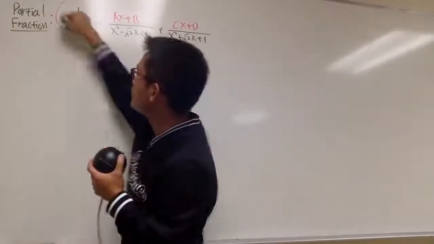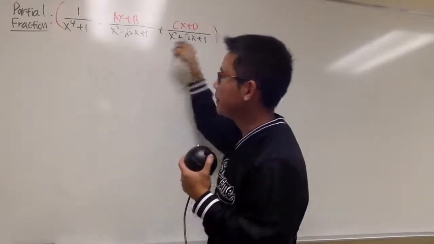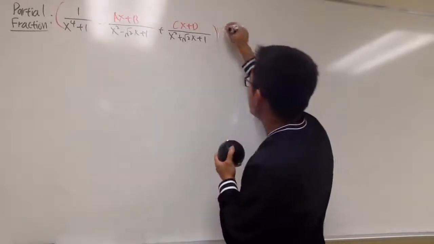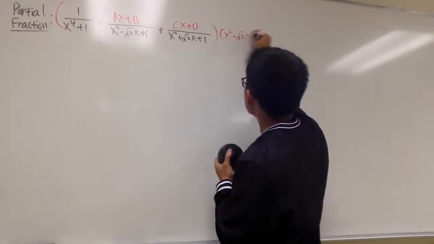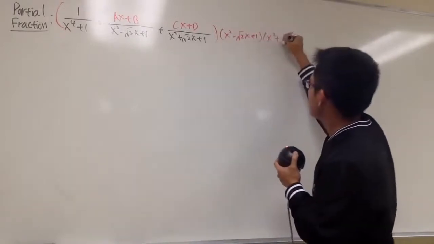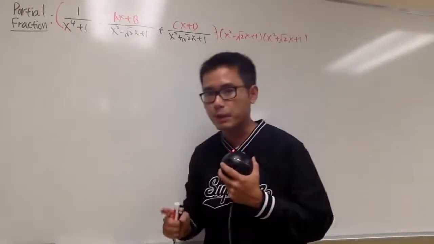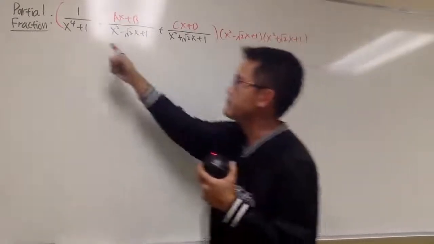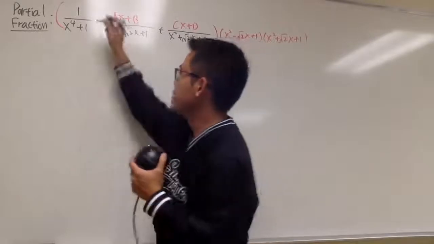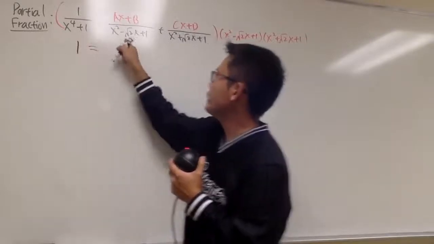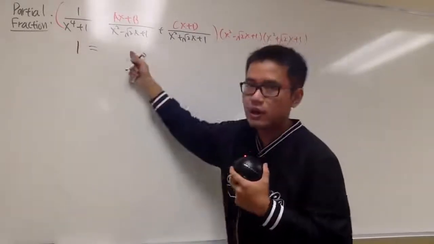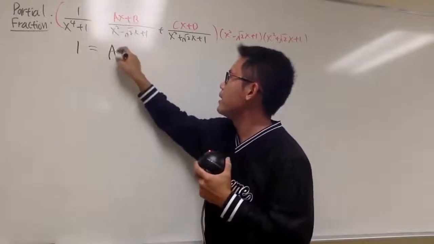Let's go ahead and multiply everything by the lowest common denominator, which is this times that. So let's multiply x squared minus square root of 2 x plus 1 times the other one, x squared plus square root of 2 x plus 1. And notice this times that is nothing but x to the fourth power plus 1. When you take this times this guy, it's just going to have 1 left, right? So that you have 1 right here. And then when you have this times that, these factors cancel. So we have ax plus b left.